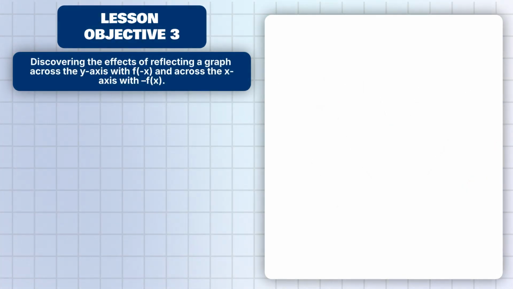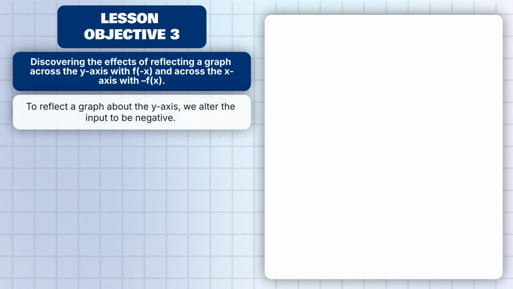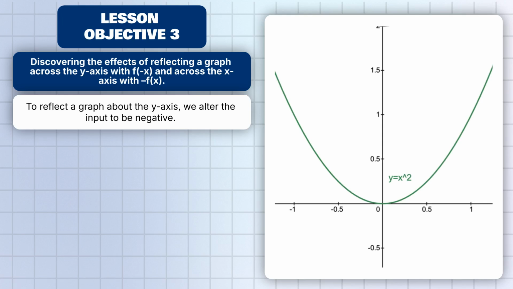Finally, let's explore how to reflect a graph. To reflect a graph about the y-axis, we alter the input to be negative. Start with y = x squared. Reflecting it by using y = (-x) squared results in the same graph, since (-x) squared equals x squared.